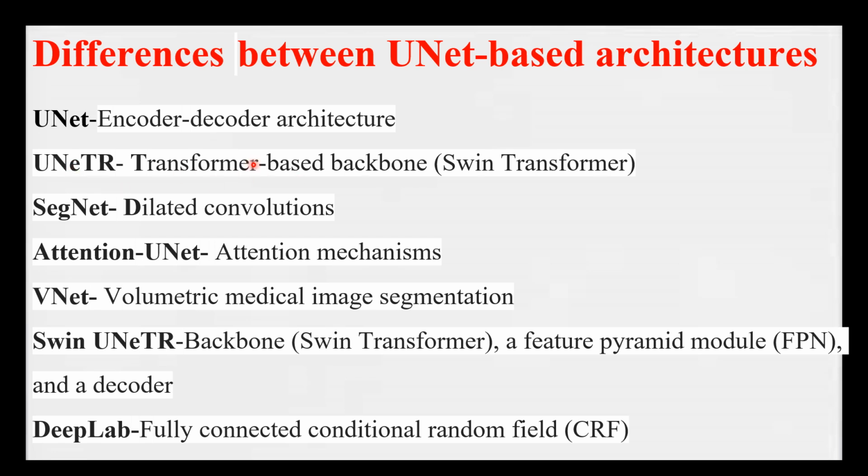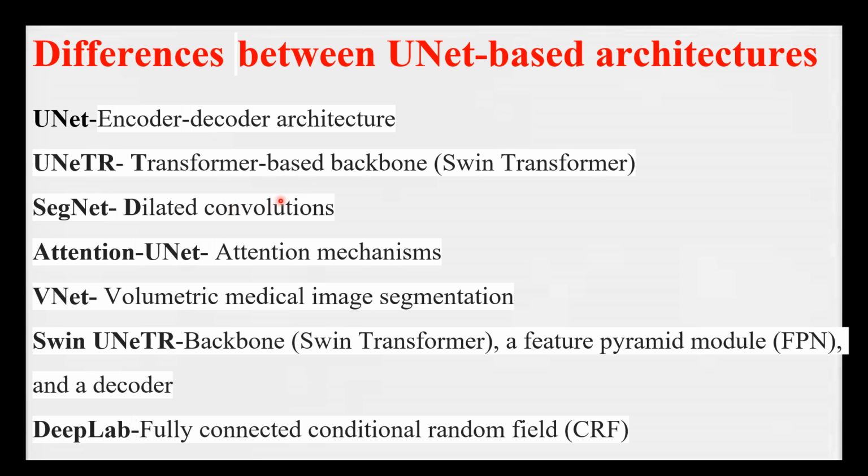Then comes UNETR. Now UNETR is a modified UNet architecture that incorporates a transformer-based backbone, that is Swin transformer, for image segmentation, which allows UNETR to capture long-range dependencies within the input image, leading to improved performance. So UNETR also employs a feature pyramid module and dilated convolutions in the decoder.